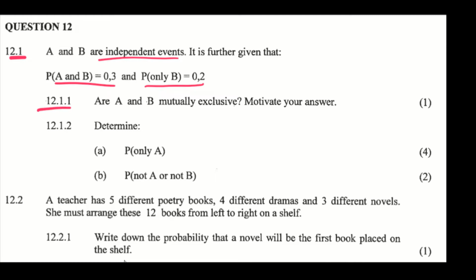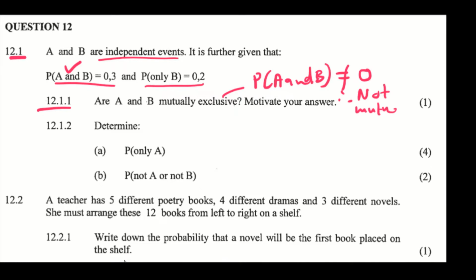So for the fact that we are given the intersection, it definitely tells us that they are not mutually exclusive, right? So P of A and B is not equal to 0. So therefore, not mutually exclusive, right? Because mutually exclusive events have an intersection which is equal to 0.